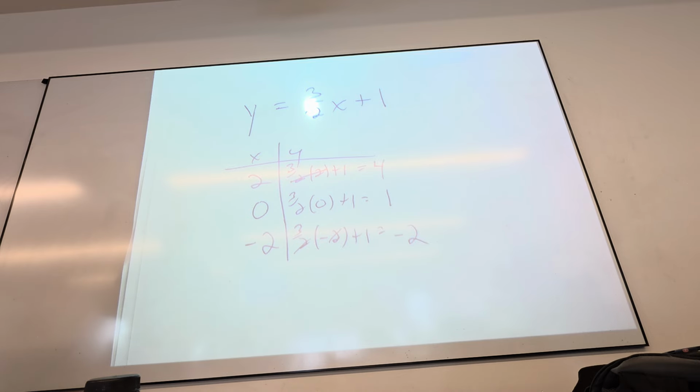What's the y-intercept? 1. And in general, what's the y-intercept? What's like a definition of y-intercept? What does that mean, y-intercept? Where the line crosses the line. It's where the line crosses.